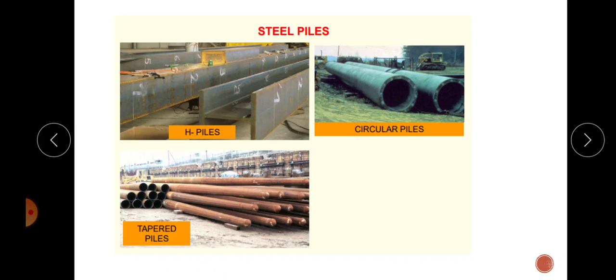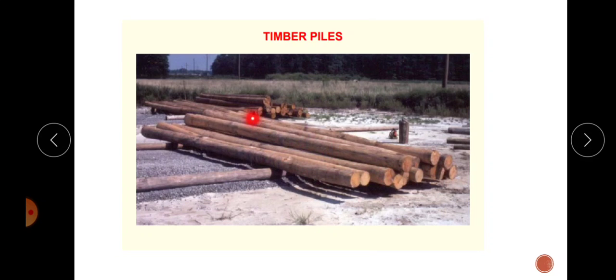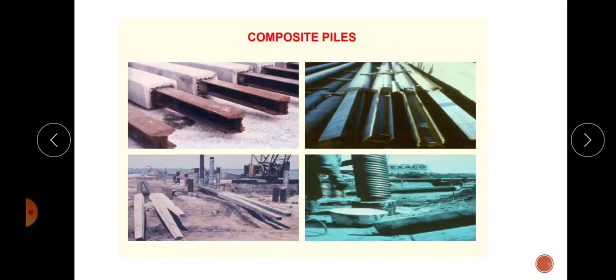So steel pile means there may be H pile, that is steel in the shape of H, then circular pile, in circular shape, and tapered pile, that is the end is tapered like this. So these are different types of steel pile. Next is timber pile. Okay, then composite pile means a composition of one or two materials, that is composite pile.